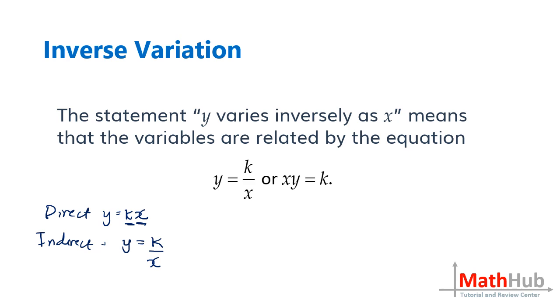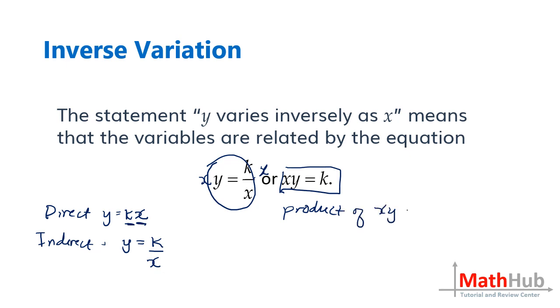Now, if you look at this equation over here, if you multiply both sides by x, we get this equation. xy is equal to k. What is this saying? This is saying that the product of x and y is always constant. What is an interpretation of that? That means that if one of them increases, the other one should decrease. They always have opposite directions. If one of them decreases, the other one will increase.